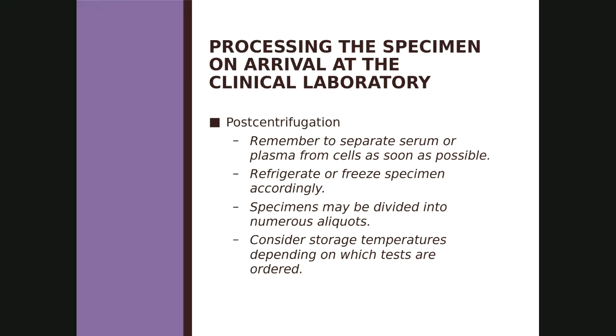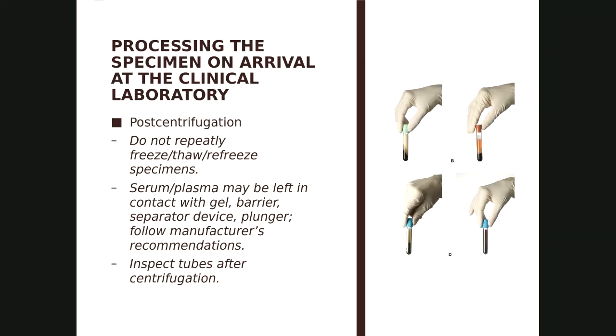Post-centrifugation, remember to separate serum and plasma from cells as soon as possible. Refrigerate the specimen accordingly. Specimens may be divided into numerous aliquot tubes, and consider storage temperatures depending upon which tests are ordered. We do not want to repeatedly freeze, thaw, and refreeze specimens.